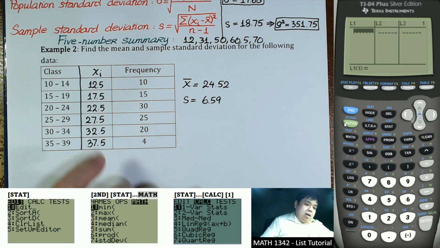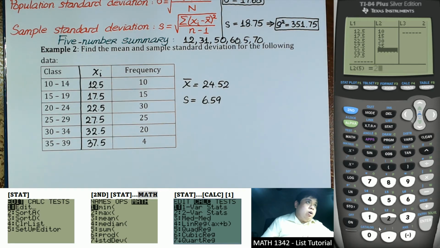Right. And enter the numbers 12.5, 17.5, 22.5, 27.5, 32.5, and 37.5. Go to the second list: 10, 15, 30, 25, 20, and 4. Once we're done, second mode, back to the home screen.